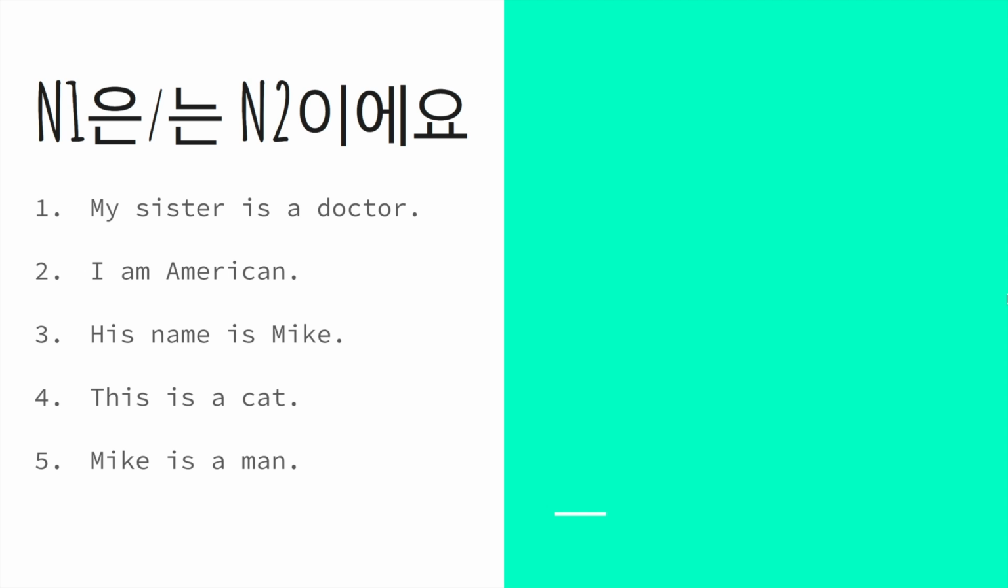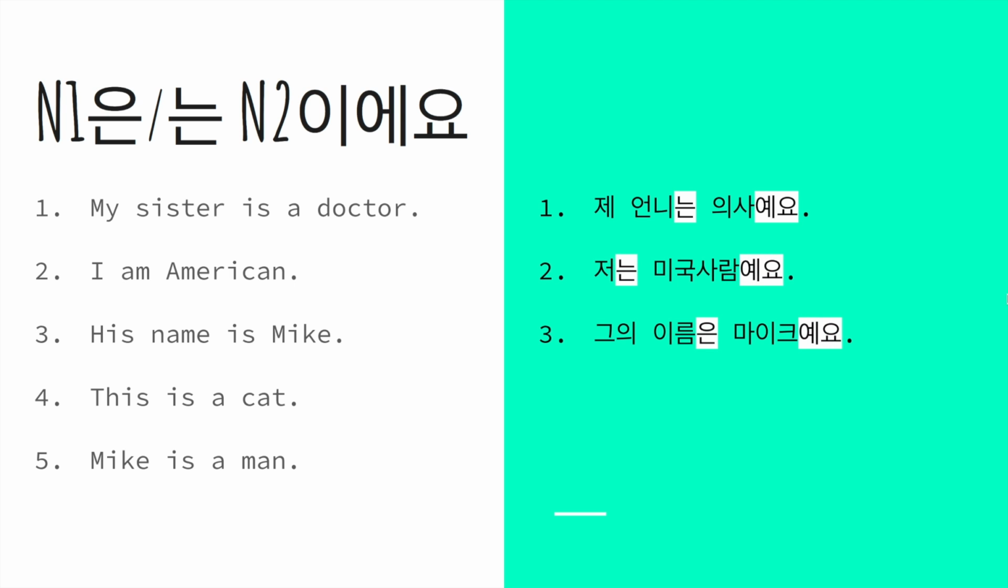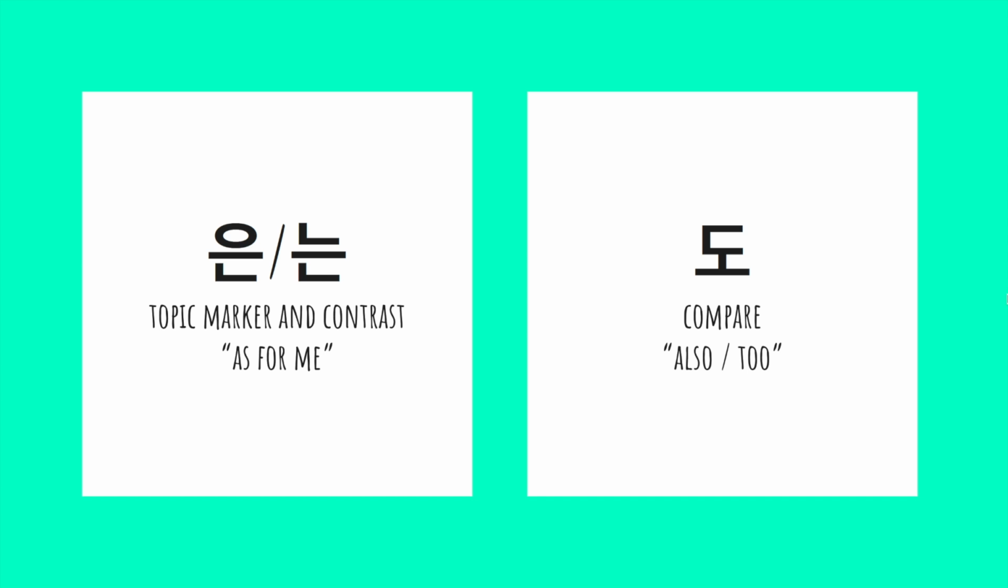I hope that was enough time to pause because we're going to go over the answers now. My sister is a doctor. 제 언니는 의사예요. I am American. 저는 미국 사람이에요. His name is Mike. 그의 이름은 Mike예요. This is a cat. 이것은 고양이예요. Mike is a man. Mike는 남자예요.